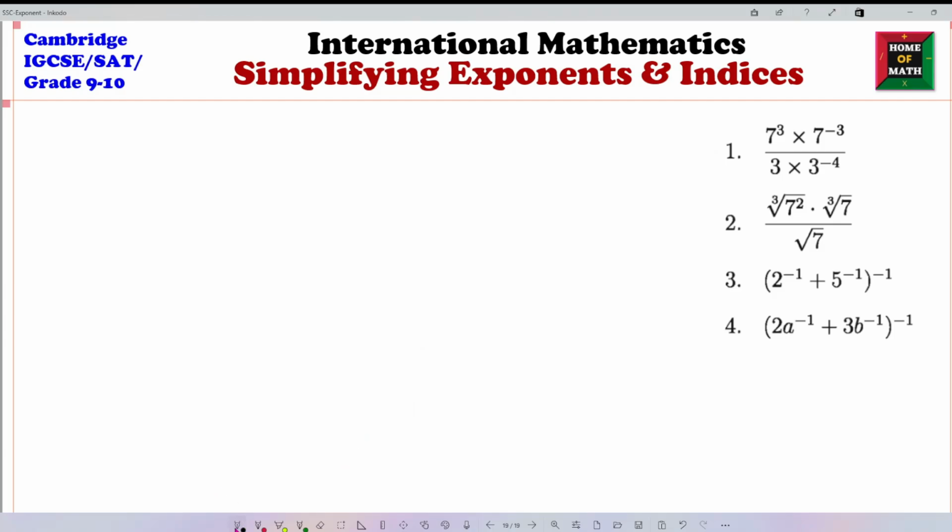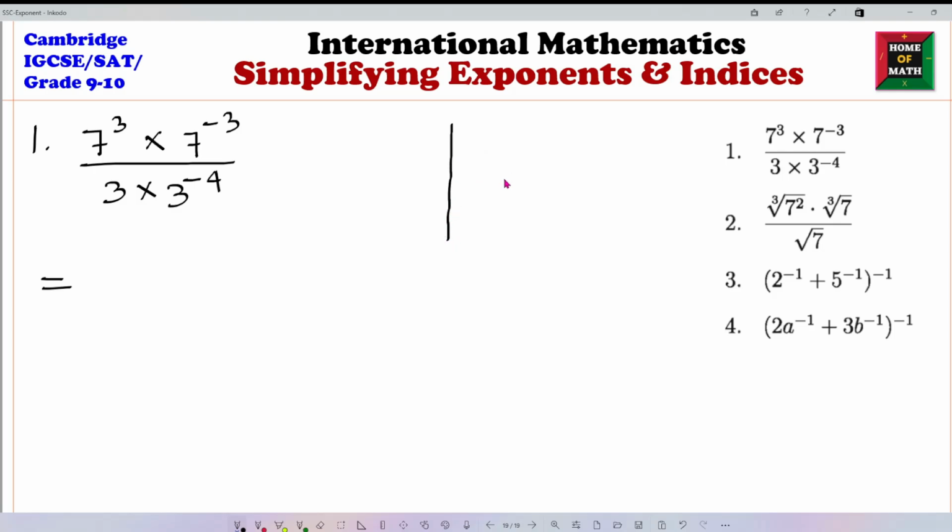Let's get started. Our first question: 7 to the power 3 times 7 to the power minus 3, divided by 3 times 3 to the power minus 4. As per the law of indices, once the bases are the same, in a product the powers will be added. It means a to the power m times a to the power n, the base is the same, which is a, so a to the power m plus n.